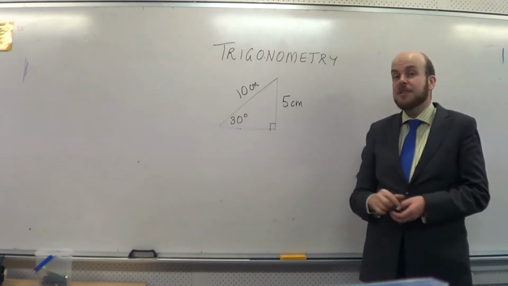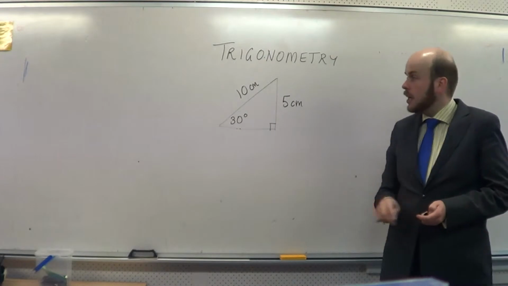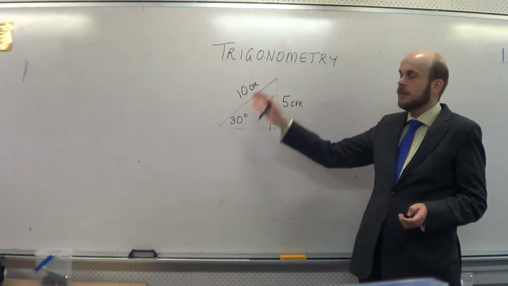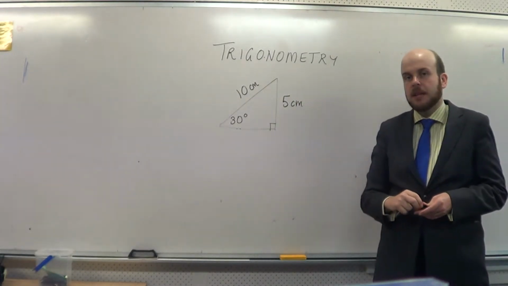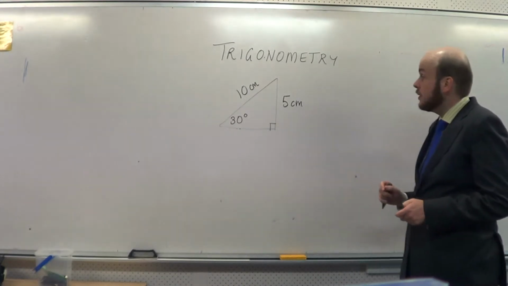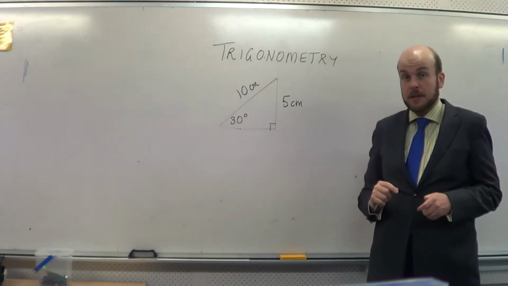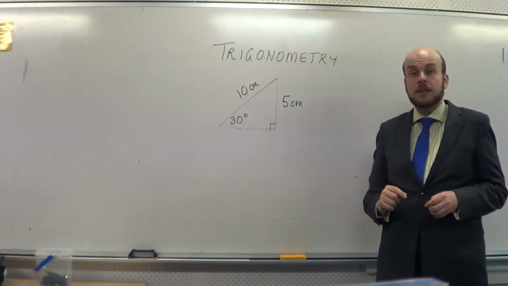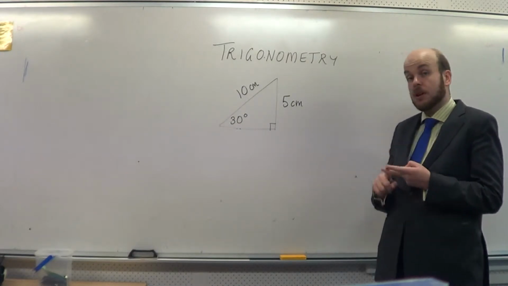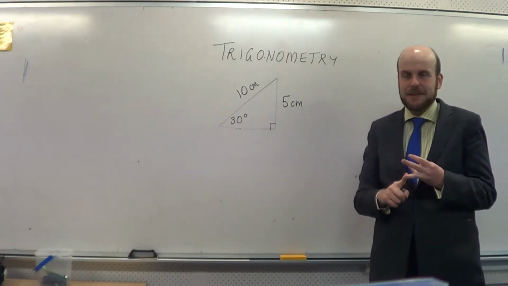I've got here 30 degrees, and I've got a side here of 5 centimeters, a side here of 10 centimeters. Well, the thing is, we've got a specific interesting ratio that we've got here. We're going to talk about the three types: sine, cosine, and tangent.